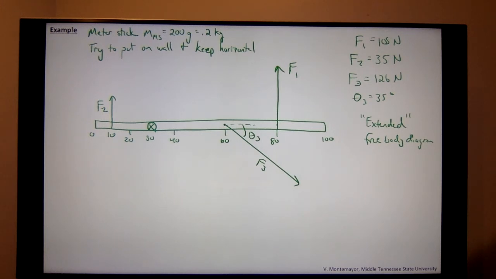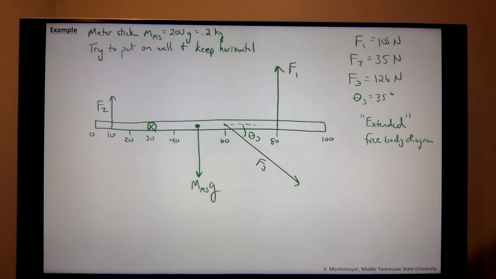The thing is, we're missing one force, and that is the fact that the meter stick itself has weight. And its weight is centered at its center of mass, which would be at the 50 centimeter mark, and it has weight that points straight down. So that's going to be the mass of the meter stick times g.